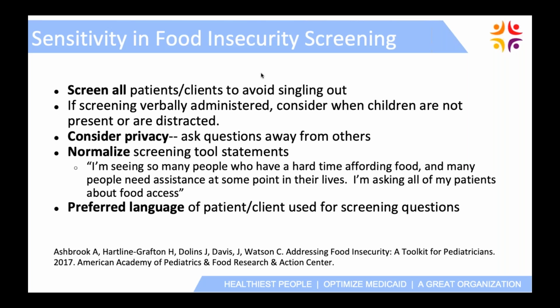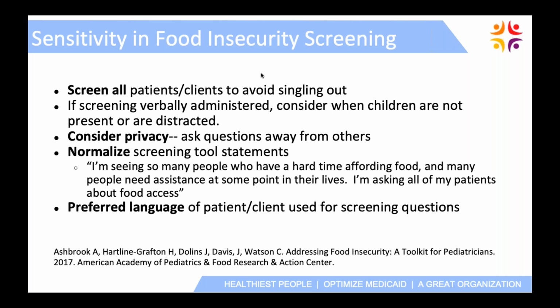Some things to keep in mind, some tips here, and these all come from a really great resource that is a toolkit for pediatricians in addressing food insecurity. It's developed by the Food Research Action Network and the American Academy of Pediatrics. These tips are, number one, screen all of your patients and clients. That way you're not singling out a specific group. And that's a pretty good rule of thumb.